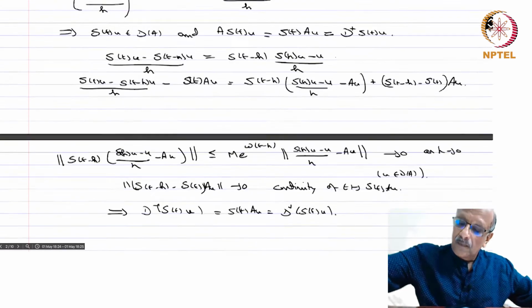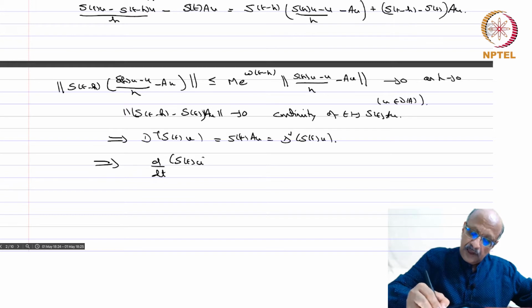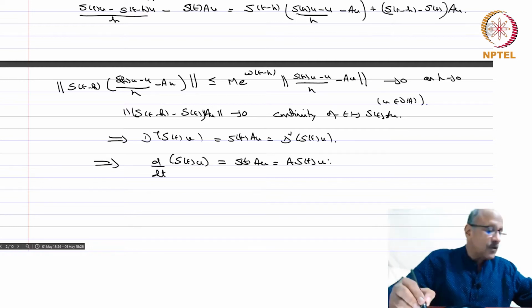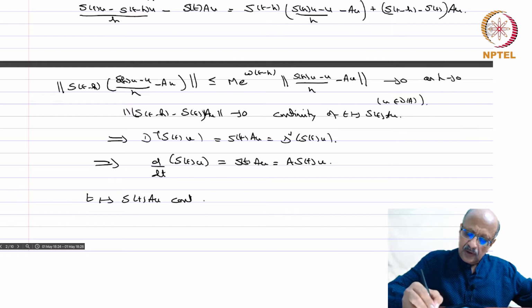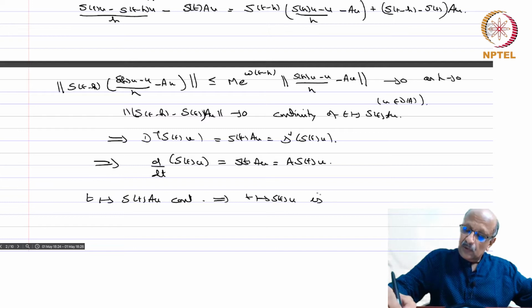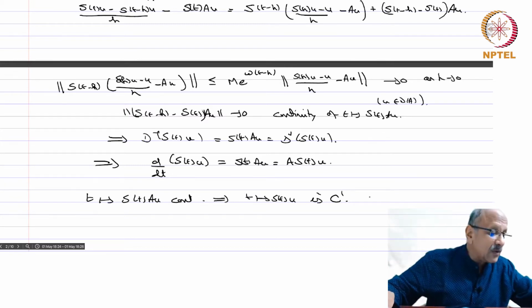Therefore, this implies d/dt of S(t)u exists and is equal to S(t)Au, which we also saw is A of S(t)u. So, that proves this. Now, we know that t going to S(t)Au is continuous. This implies t going to S(t)u is C1. Okay, it is already continuous and this derivative is t going to S(t)Au, and therefore that is also continuous, therefore it is C1.